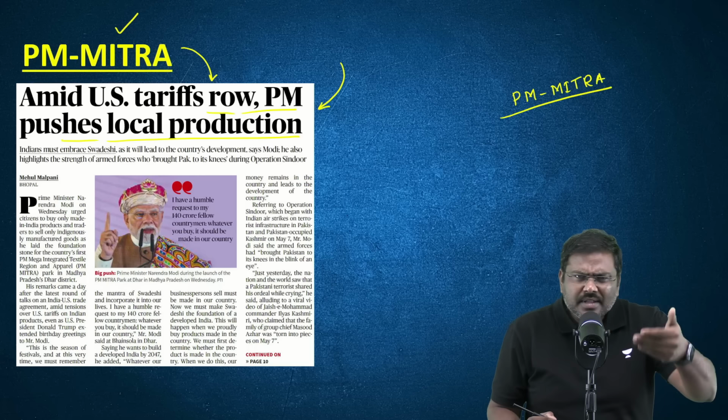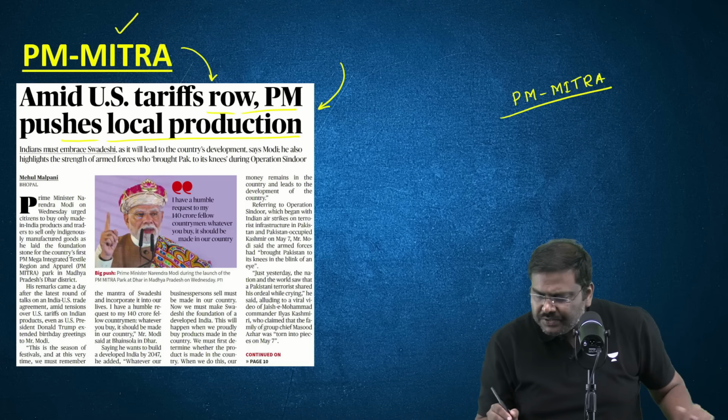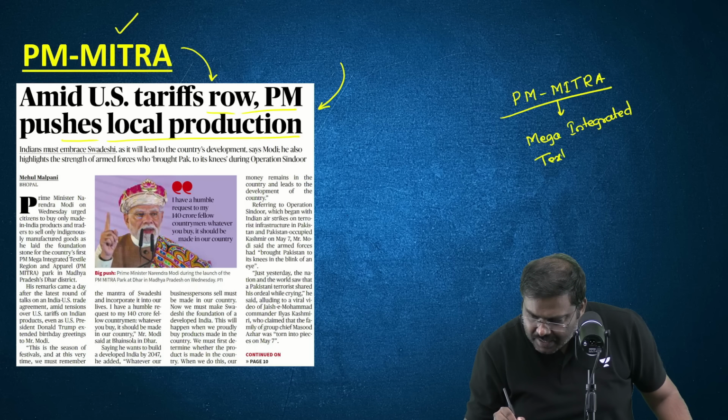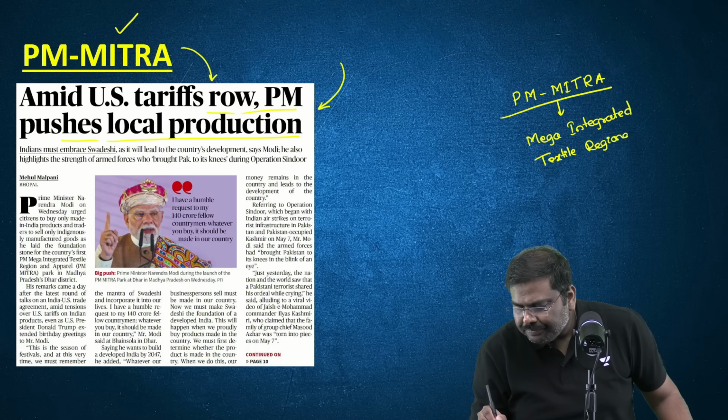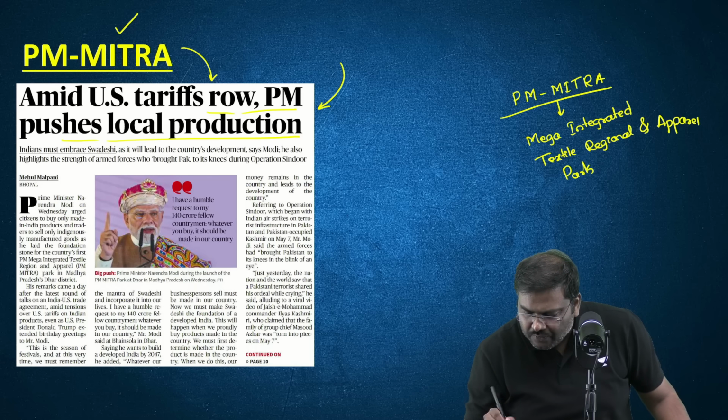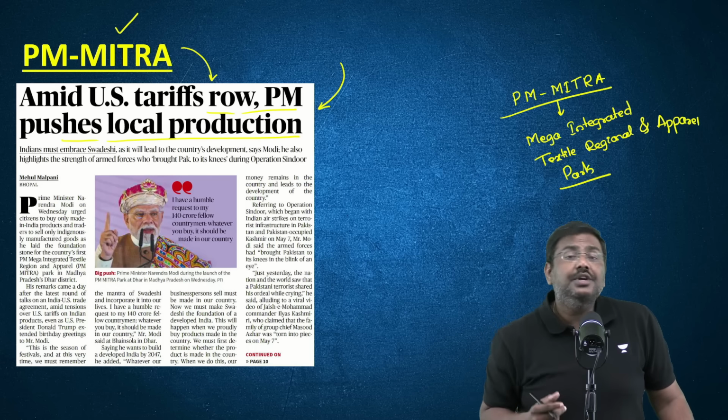PM, as usual, will stand for Prime Minister or Pradhan Mantri. Mitra stands for Mega Integrated Textile, Regional and Apparel Park. This is basically the full form of the PM Mitra initiative.